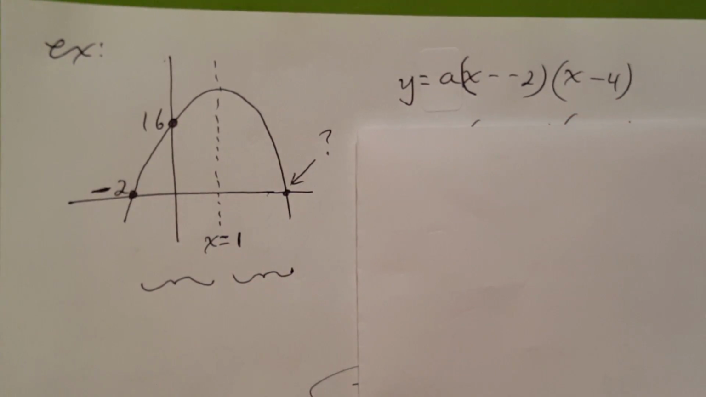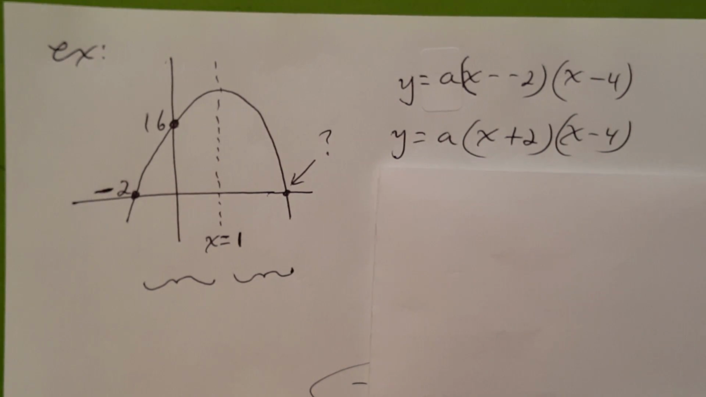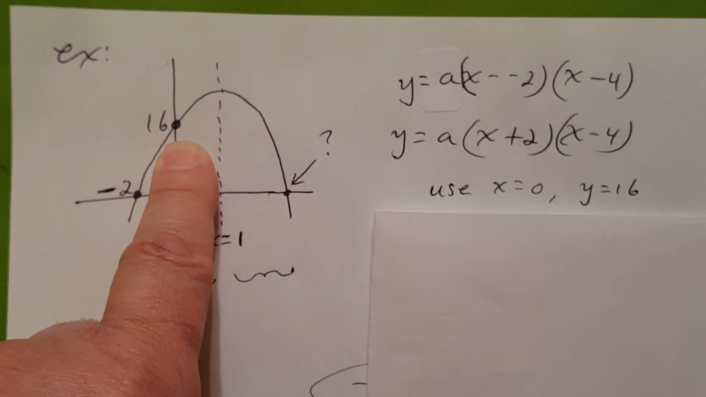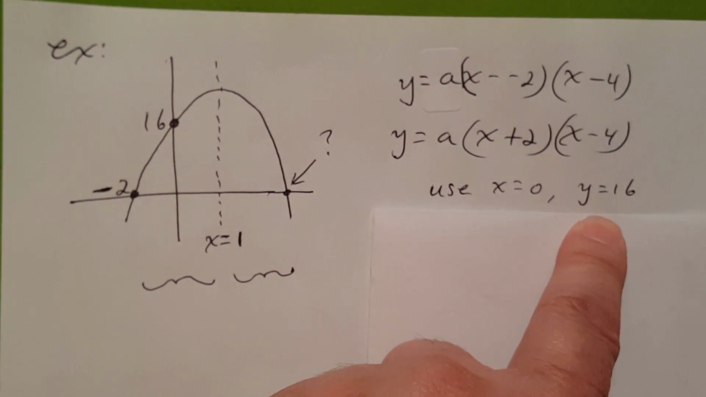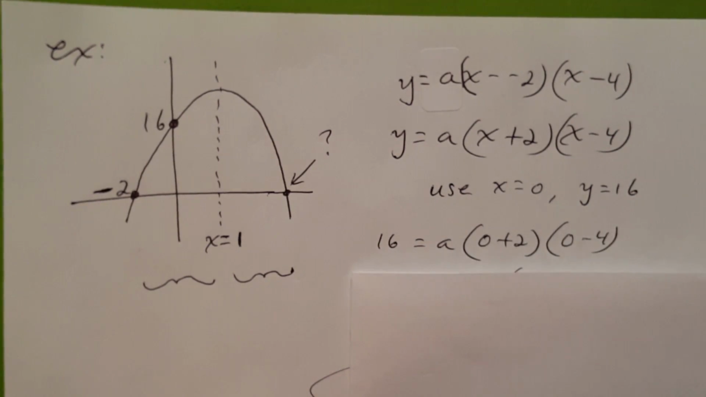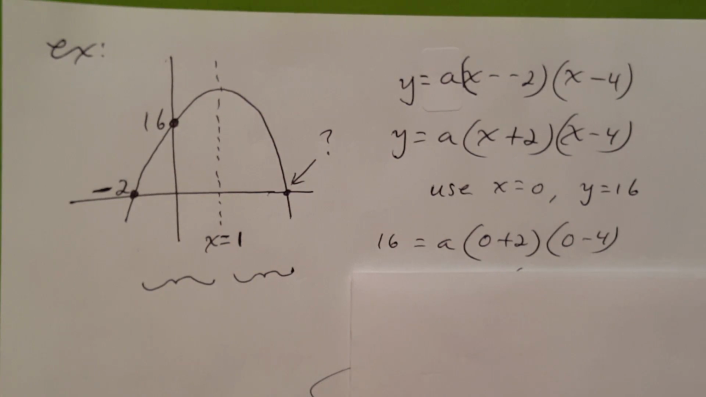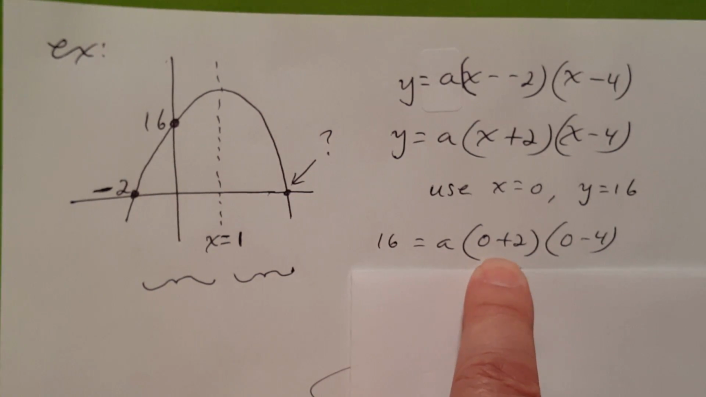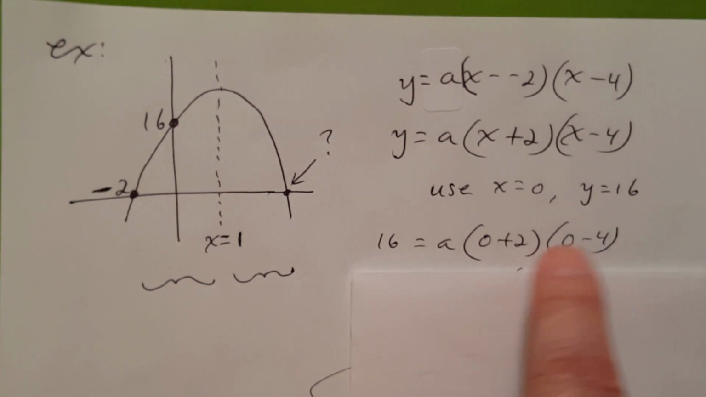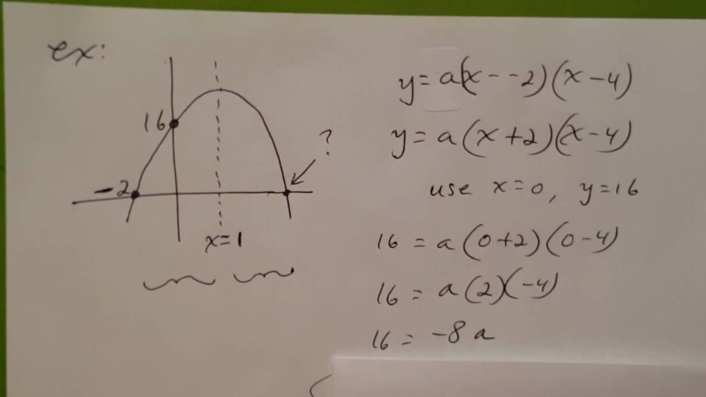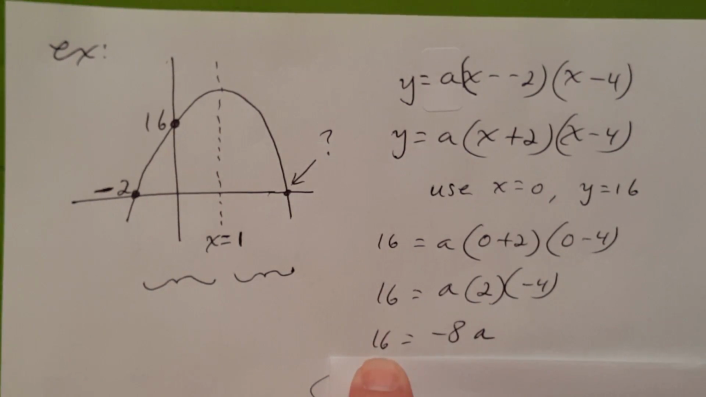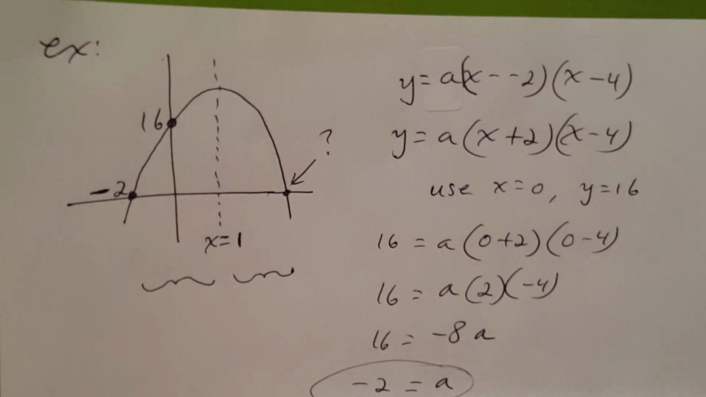-2, 4, right? Fix that up, becomes x plus 2. And now let's worry about the a. How do you get the a? We're going to use this point here, 0, 16. X is 0, y is 16. So here's my y, and here the x is 0, 0. Right? So this becomes 2. This becomes -4. 2 times -4 is -8. -8a equals 16. And a must be -2.